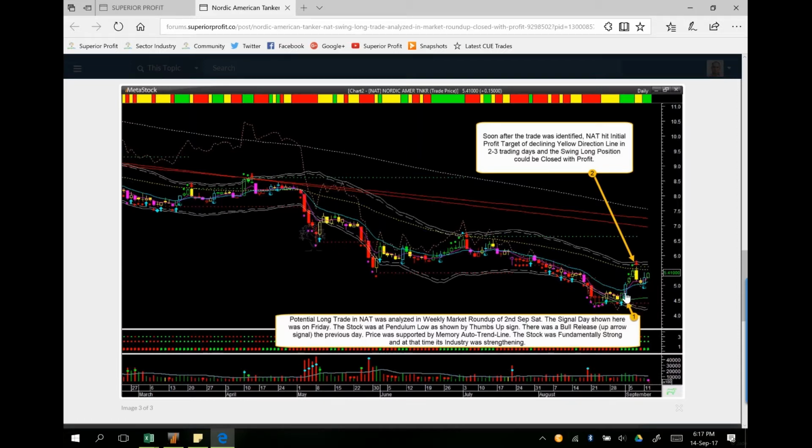The trade was discussed in the weekly market roundup based on this candle. As in Superior Profit Guideline, we like to take the trade on signal day. Using MetaStock Sonar, which is MetaStock's Explorer, we could identify the trade.